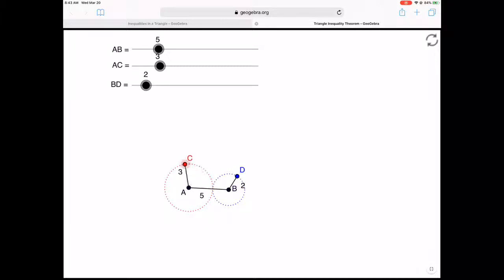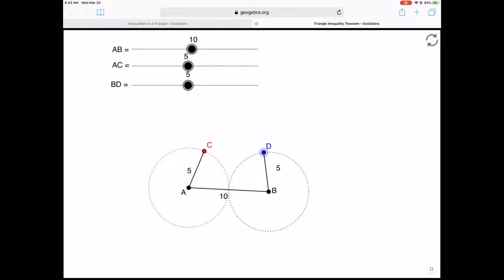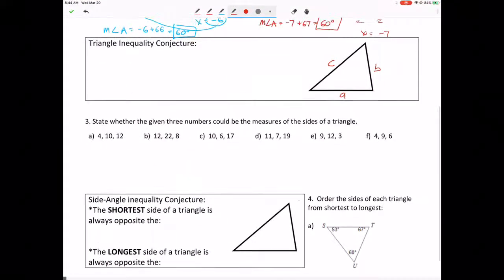So if they're exactly, let's try this. Let's say this was 10, and then each of these is 5. Could we make a triangle? There we wouldn't be able to make a triangle either. So what's the relationship between the two shorter arms and the longest arm? Think about that for a minute. In class, I'll have you try and come up with this by yourself. But let's go back to our notes.